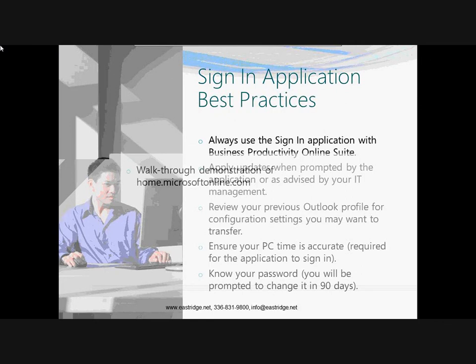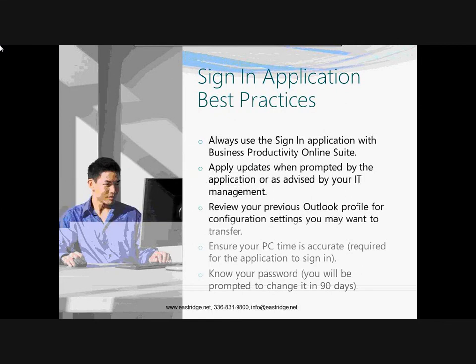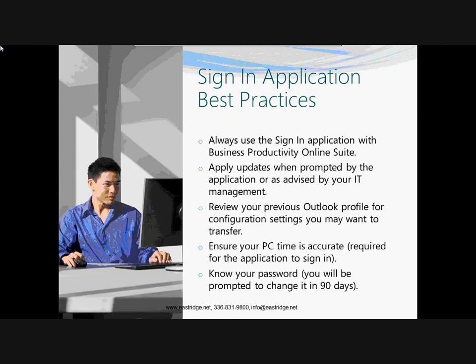So some best practices for the sign-in application are to make sure it's always running. Don't try to close it. Leave it running in the background. Make sure that if you have special rules set up in Outlook for email routing or perhaps archive settings or signatures, you're going to make sure you export those out and re-import them.